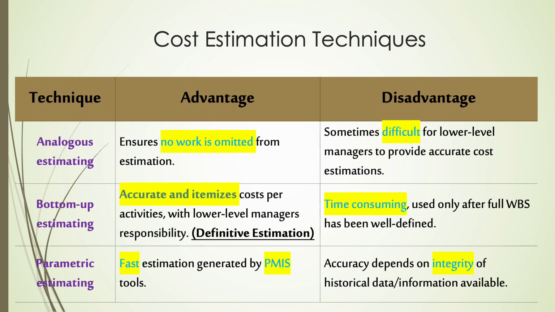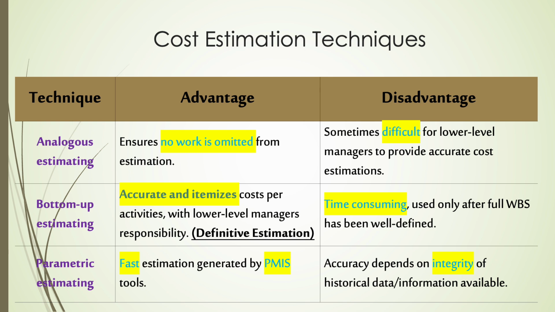When it comes to cost estimating techniques, we have several options based on the project's needs. Analogous estimating is fast and simple, using past projects as a reference. Its advantage is that no work is omitted, but the downside is that it can be difficult to match projects accurately.